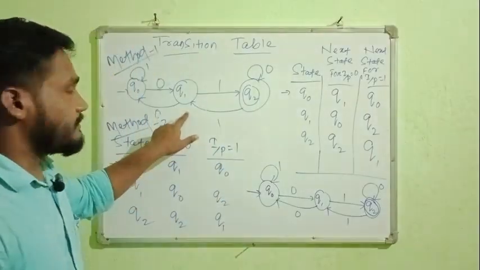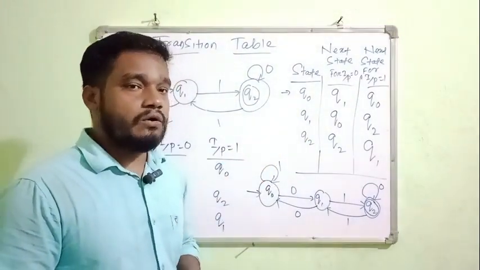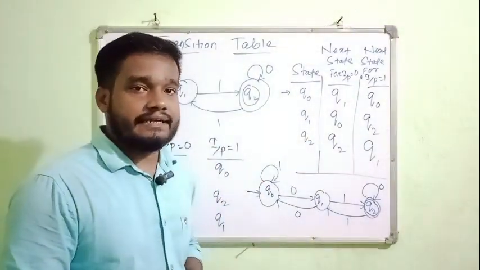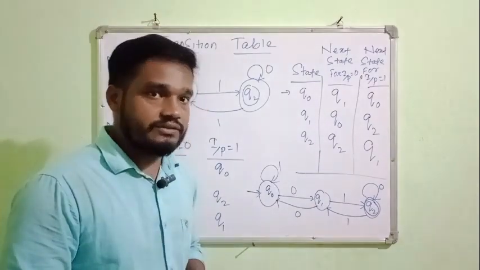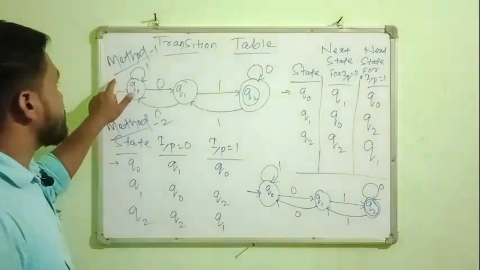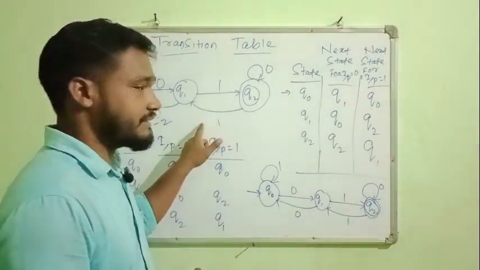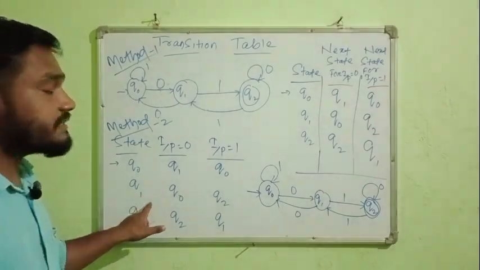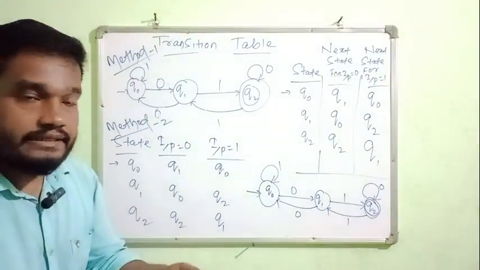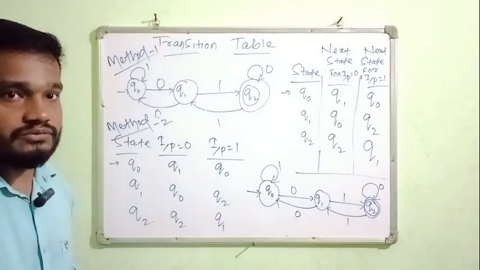So this is the pictorial representation. This is the tabular representation. Both are defining the characteristics of finite automata, because DFA belongs to finite automata. So the first method defines how to create a transition table from a DFA machine, and the second method defines how to create a DFA machine from a transition table. So thank you.